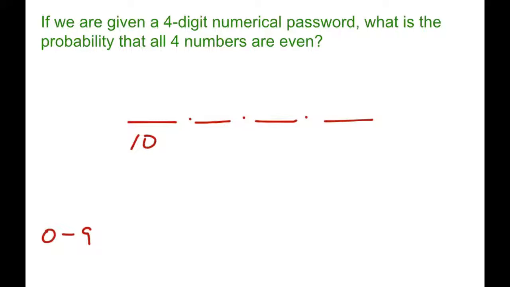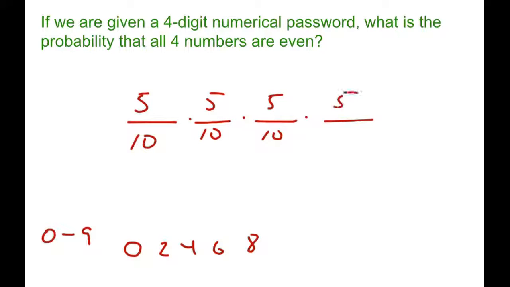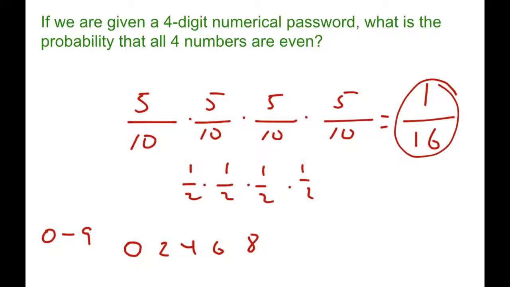So out of those 10 numbers, how many of them are even? Well, we know that 2, 4, 6, and 8 are even. We're also going to consider 0 as even. So 5 numbers out of 10. For all 4 of them, 5 out of 10, 5 out of 10, 5 out of 10. You might notice that you could have simplified them, and it could have been 1/2 times 1/2 times 1/2. Either way, when I multiply across and then simplify in the end, I'm going to get 1/16. And that's the probability that I'm going to get all 4 numbers that are even.